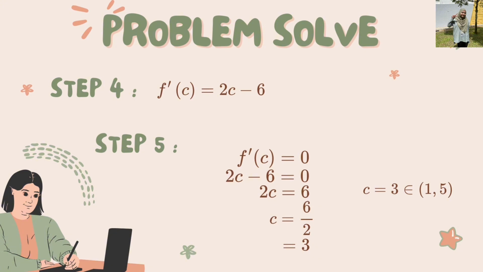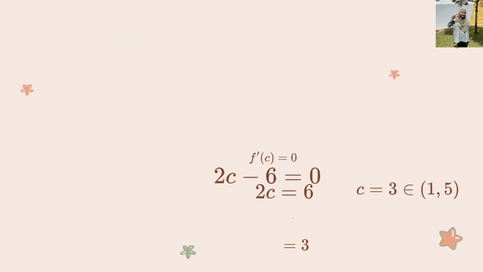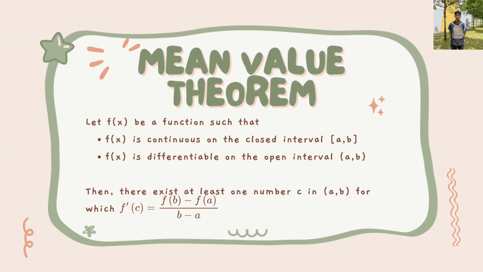From this, we can find the value of c by dividing 6 by 2. By dividing 6 by 2, we get 3. So, the value of c is 3. Now we continue with mean value theorem.